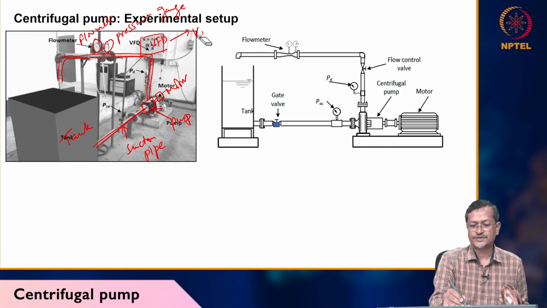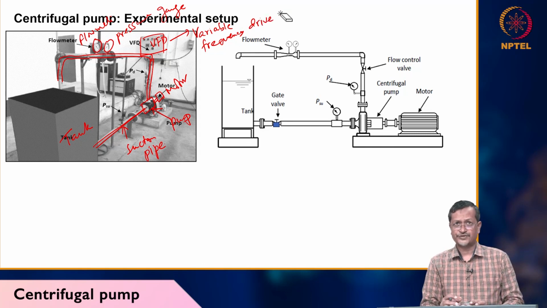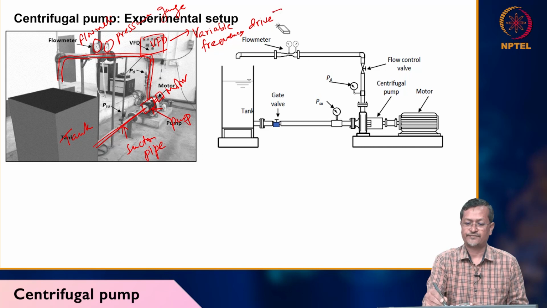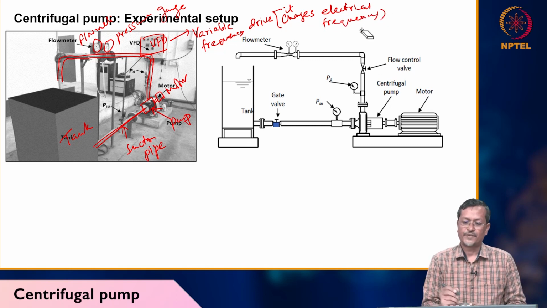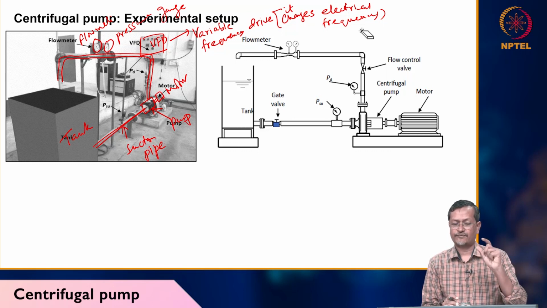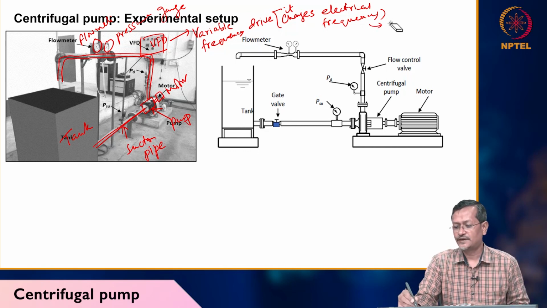It is called variable frequency drive. The variable frequency drive function is that it will be changing the electrical frequency. Because the VFD is changing the electrical frequency, that frequency is going to the motor directly. So the motor speed will change.